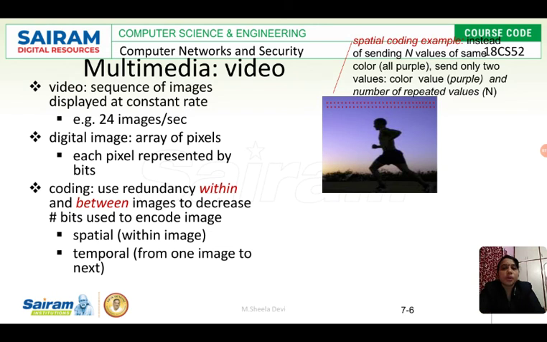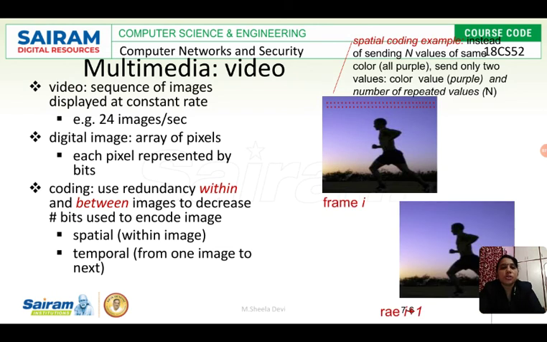If you take temporal encoding, as I said, a video is nothing but a sequence of images. So it is not necessary to send all the 24 images through the network. Instead, whatever the difference between the first frame and the second frame, if that is sent, that is enough. That is called temporal encoding.